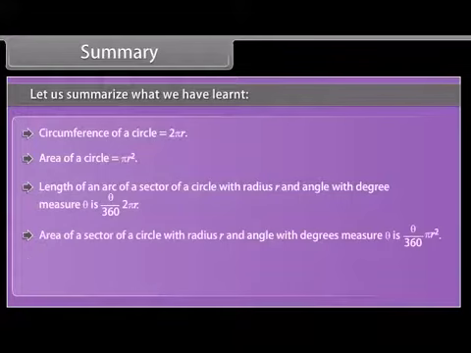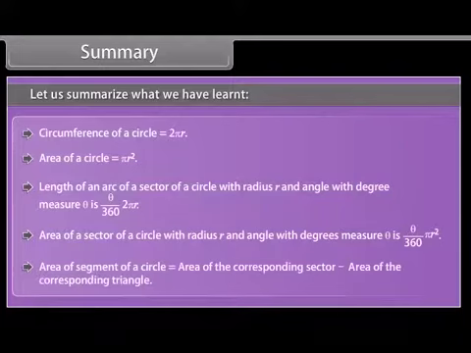Area of a sector of a circle with radius r and angle with degrees measure theta is theta upon 360 into pi r square. Area of segment of a circle is equal to area of the corresponding sector minus area of the corresponding triangle.